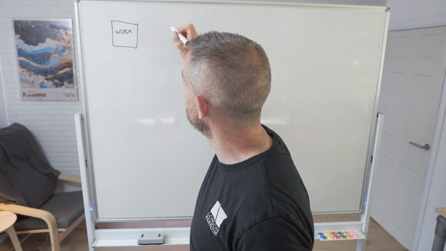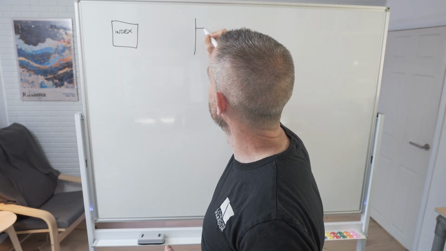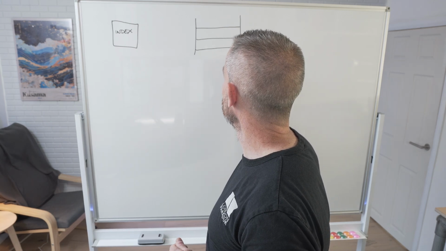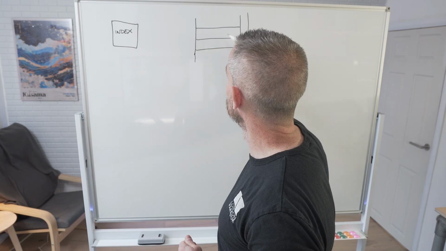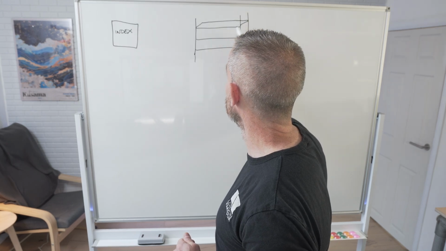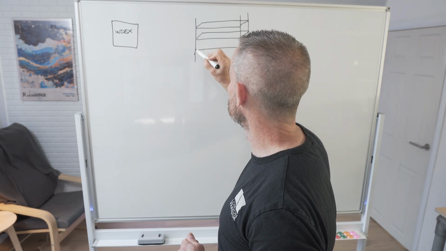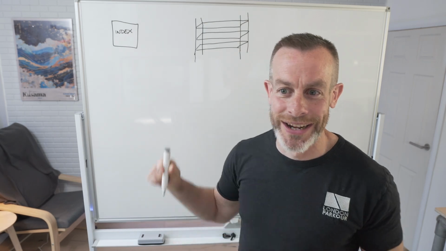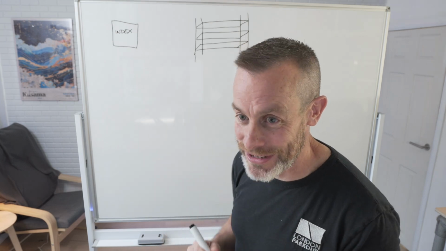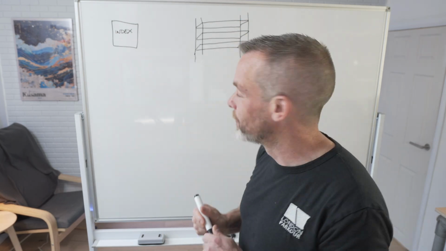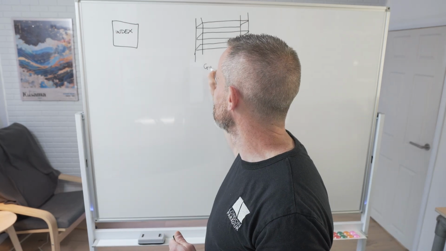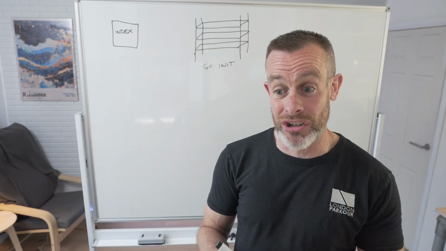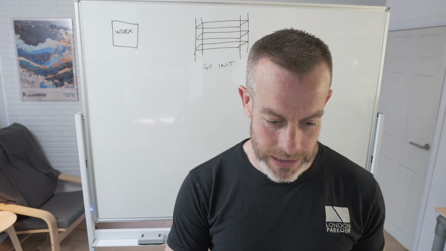Our Git repo, I'm going to draw as some shelving. So these are just shelves, which is our Git repo. Now, to create a new Git repo, we need to do a command called git init, which is initialize.